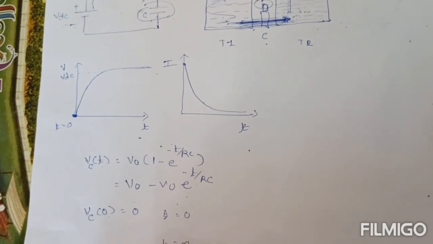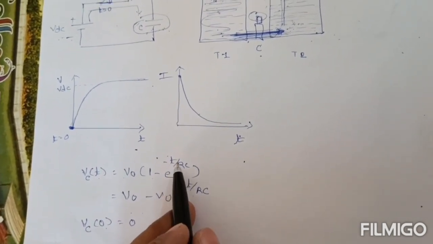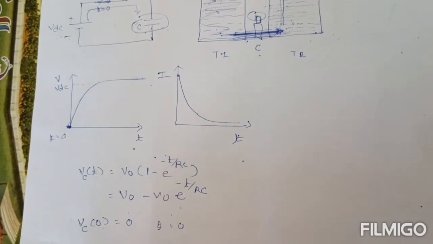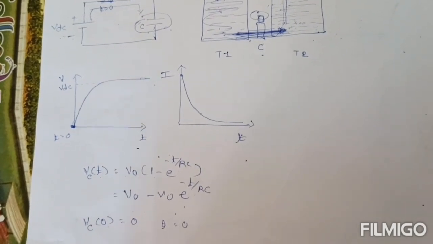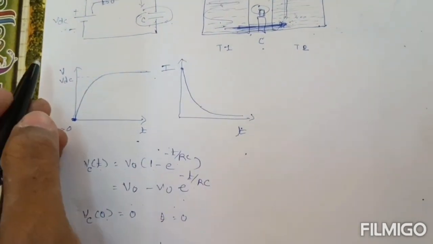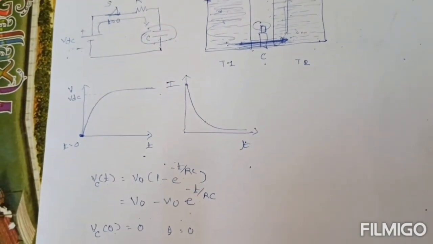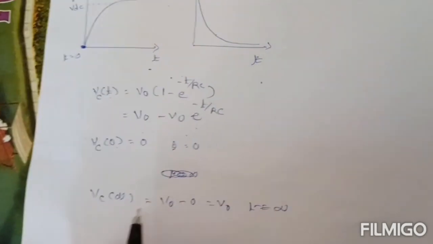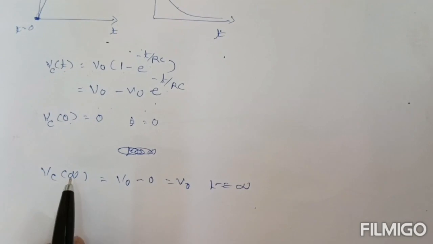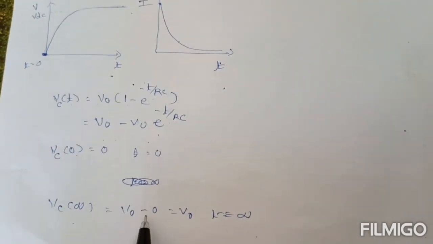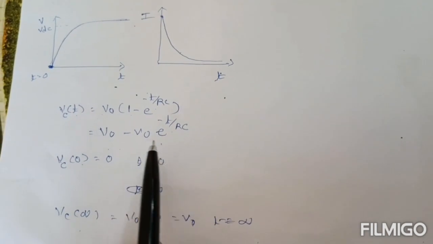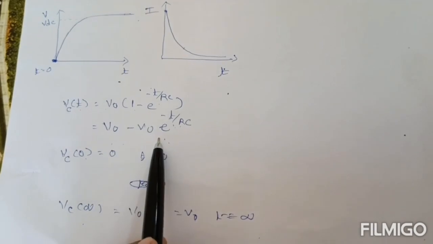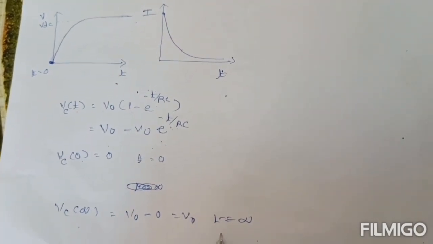Now at t is equal to infinite, what will happen? At t is equal to infinite, e raised to minus infinite is 0. So the voltage across the capacitor at t is equal to infinite will be v0 minus 0, that is equal to v0. So v0 is nothing but the voltage that we have applied. Why? Because when I put t is equal to infinite over here, e raised to minus infinite is 0, so v0 minus 0 will be equal to v0.